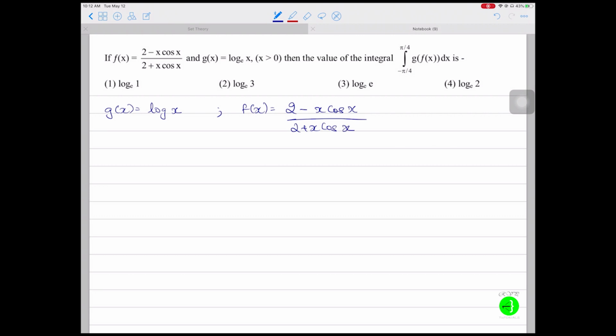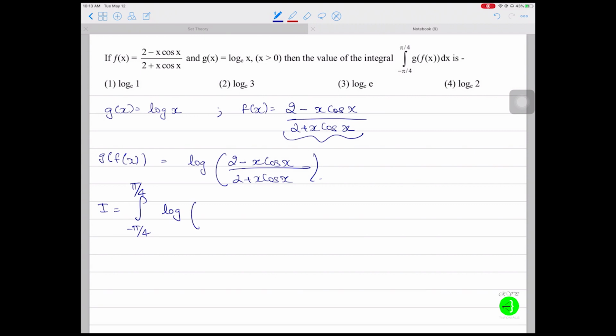So what should g of f of x be? This thing would simply be log, instead of x, we plug in this whole f of x. So we have log of (2 minus x cosine x) over (2 plus x cosine x). So we need to find the integral from negative pi over 4 to positive pi over 4 of log of (2 minus x cosine x) over (2 plus x cosine x) dx.